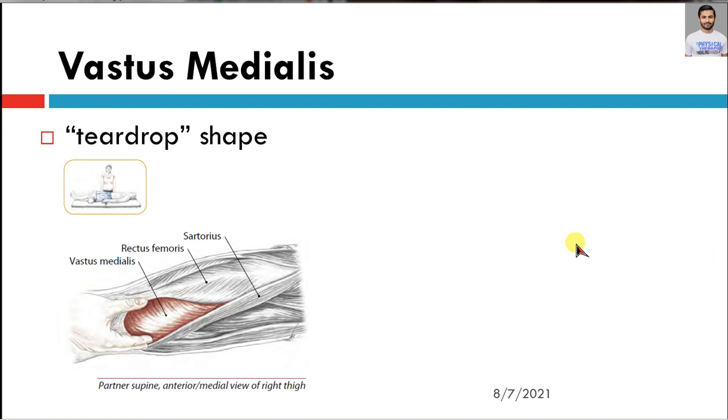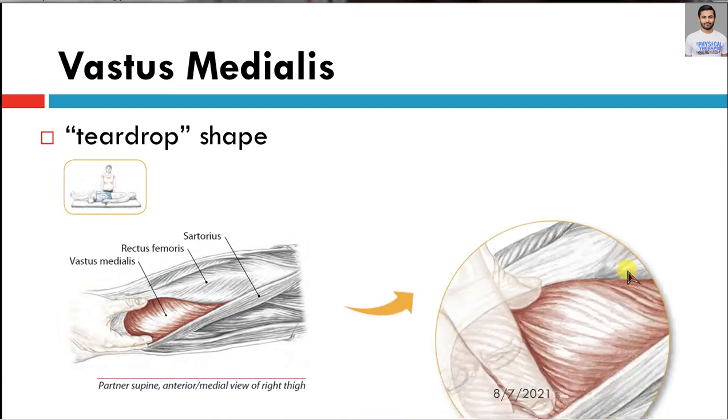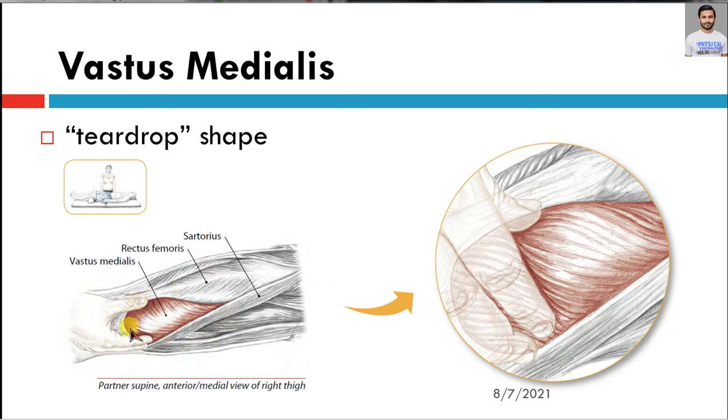Vastus medialis is a teardrop shaped muscle, and it becomes very prominent when the person tries to squeeze or contract the thigh. Again, there's a condition called maltracking of the patella. It is because of the wasting of this vastus medialis muscle, and normally in a healthy adult, when the muscle is being contracted, it should bulge out.